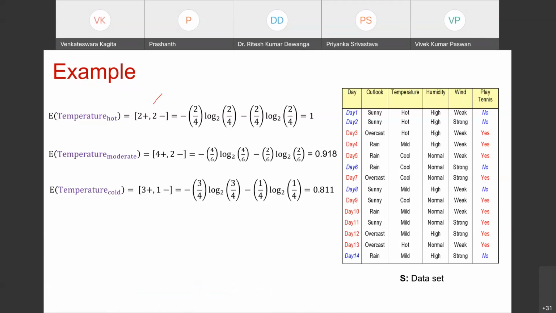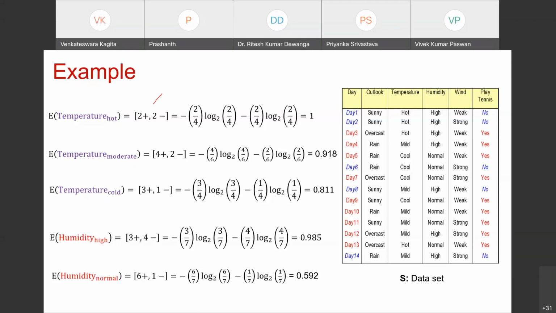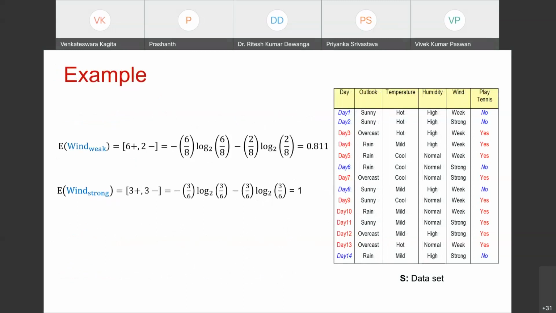Similarly, I do the same for humidity and wind also. Humidity, how many attribute values? 2 attribute values. And wind? Wind also 2: weak, strong. Humidity high, I've computed entropy. Humidity normal, I've computed entropy. The next one is wind weak, wind strong. For both of them, I've computed entropy. Now I've got entropy for all of them.